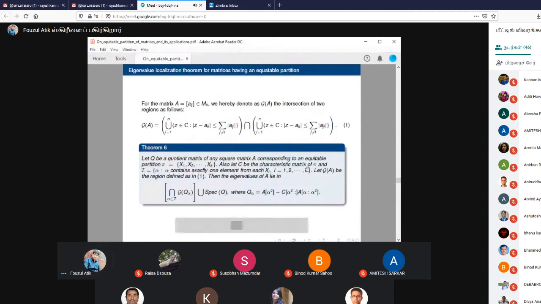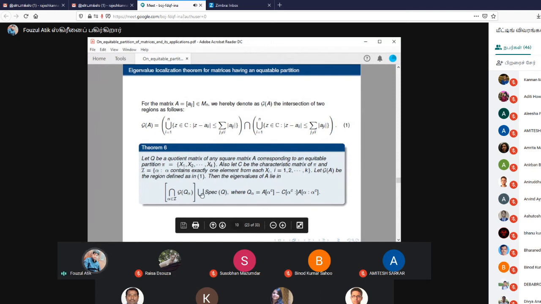Now, again come back to our equitable partition. Suppose Q is a quotient matrix of any matrix A corresponding to an equitable partition phi equal to X1, X2, ..., Xk, and let C be the characteristic matrix of phi, and alpha i equal to alpha, the index set, and GA is the region defined as in 1. Then the eigenvalues of A lie in this region.